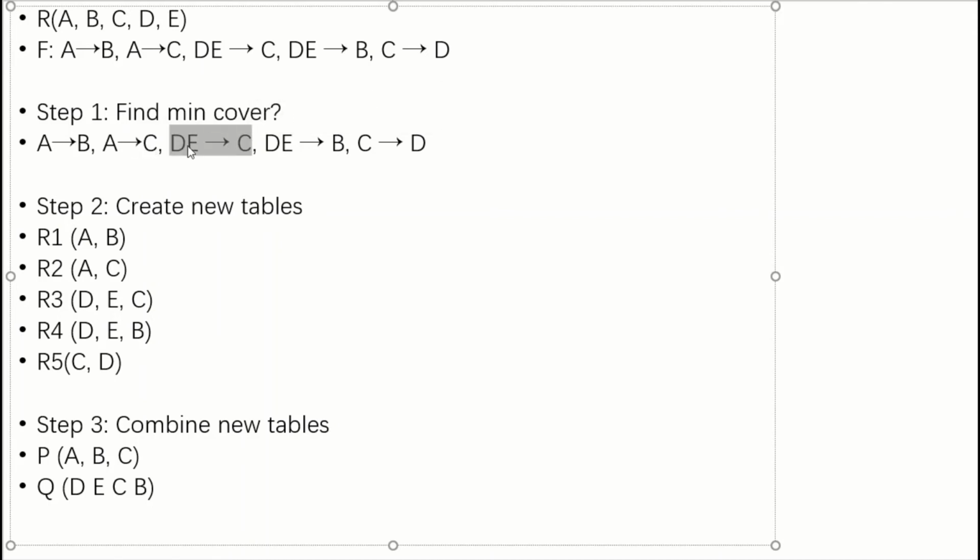Let's find the closure of DE. Closure of DE is B, D, and E. There's no C, and so this is required. Let's find the closure of DE implies B. It will be C, D, E. There's no B, and so this is also required. Let's find the closure of C. The closure of C is C itself. There's no D, and so this is the minimum cover.